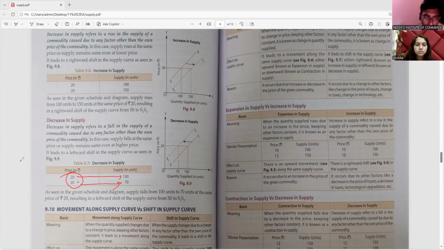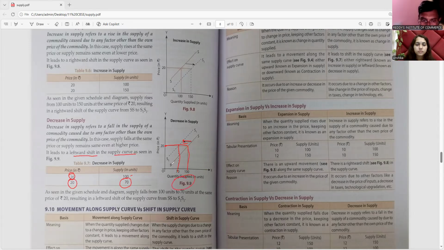See, in this case, again, you can understand with the help of a graphical presentation. Again, here is the origin O, here is the X-axis, here is the Y-axis. This axis indicates quantity supplied and this axis indicates price, right? Your price remained the same, 20. Only supply was changing. When price was 20, supply was 100. When price was 20 again, supply was 70. It decreases. It moves to the leftward side. It leads to the leftward shift in the supply curve as seen in figure 9.9, right?